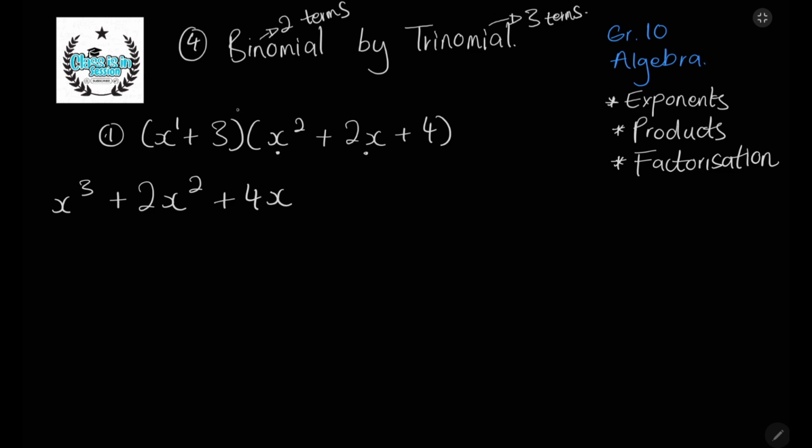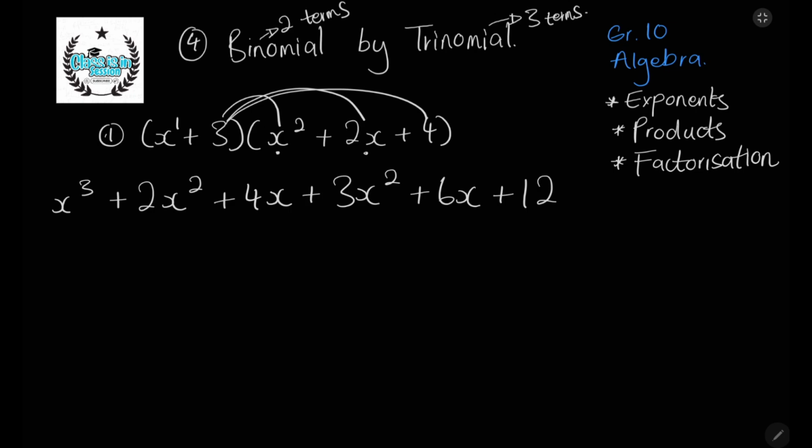Now let's move to the second term. We have 3 times x squared, which is positive 3x squared. Then 3 times 2x, which is 3 times 2 is 6. Account for the variable, we have x. Then 3 times 4 is 12.